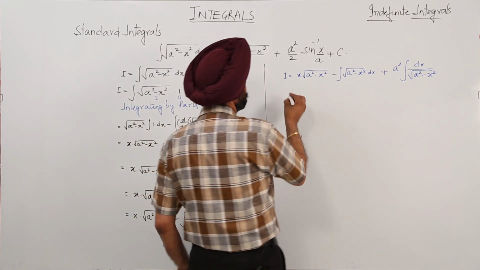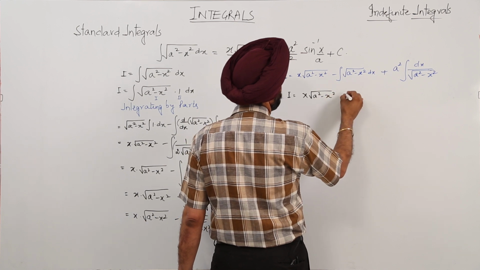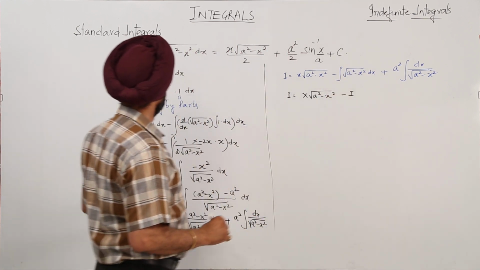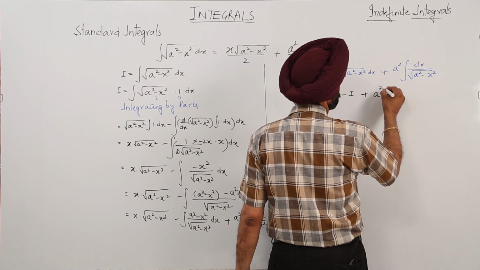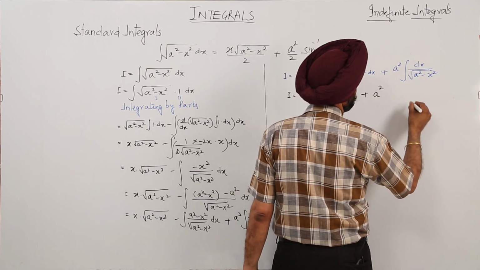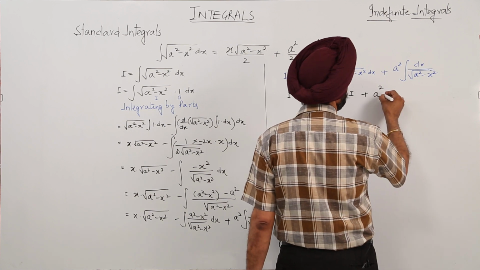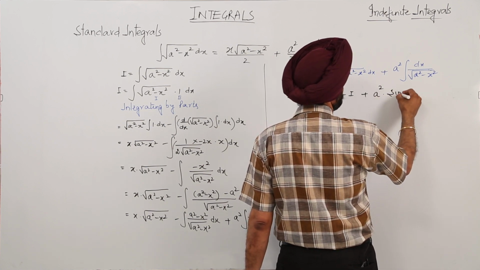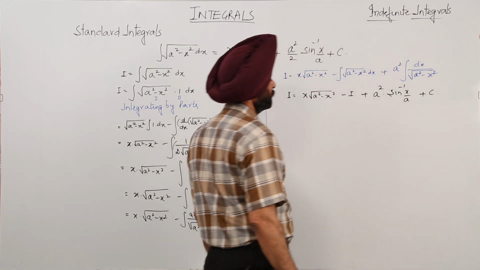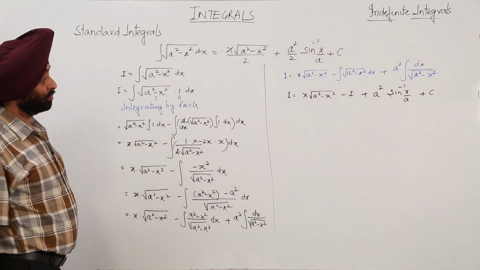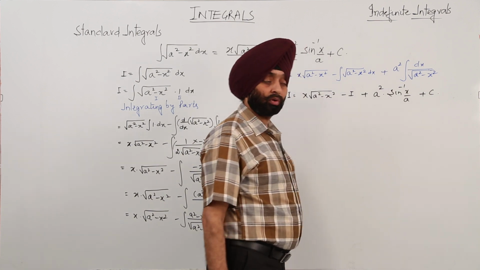Now this becomes x square root of a square minus x square minus the question itself, integration of square root of a square minus x square dx, plus a square, now integration of dx upon square root of a square minus x square, it is what, sine inverse x upon a plus c. Integration of dx under the root a square minus x square is what, sine inverse x upon a plus c.